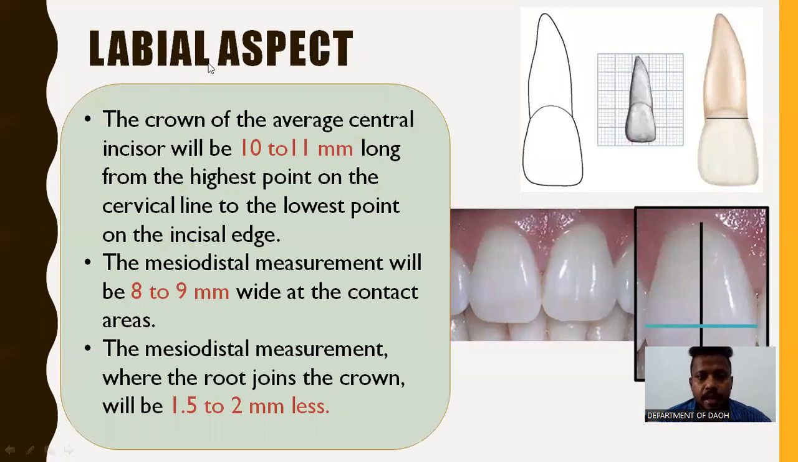Moving on to the labial aspect of the crown. The crown of the average central incisor is 10 to 11 mm long. I have mentioned already that 10.5 mm is the cervicoincisal length of the tooth. So it is 10 to 11 mm from the highest point on the cervical line to the lowest point on the incisal line. The mesiodistal diameter will be 8 to 9 mm. This is the mesiodistal diameter.